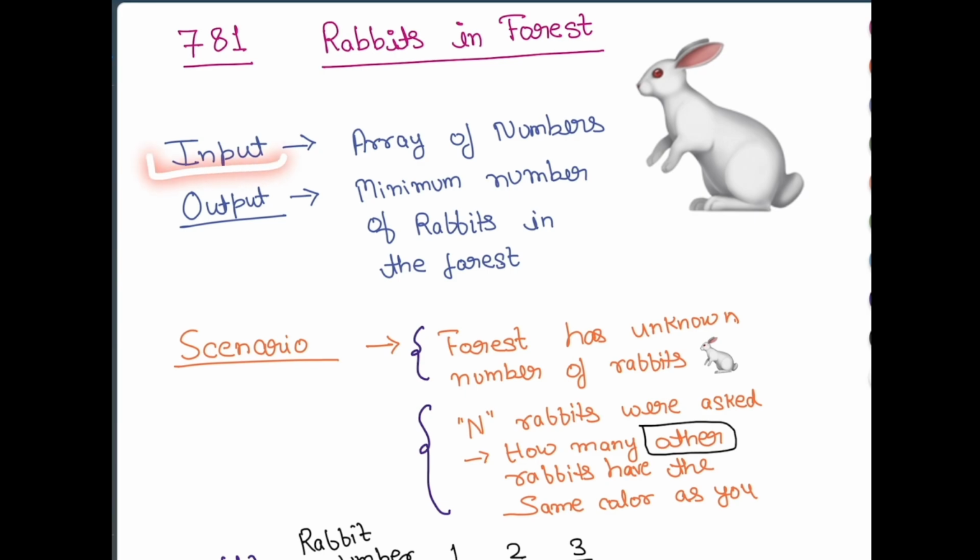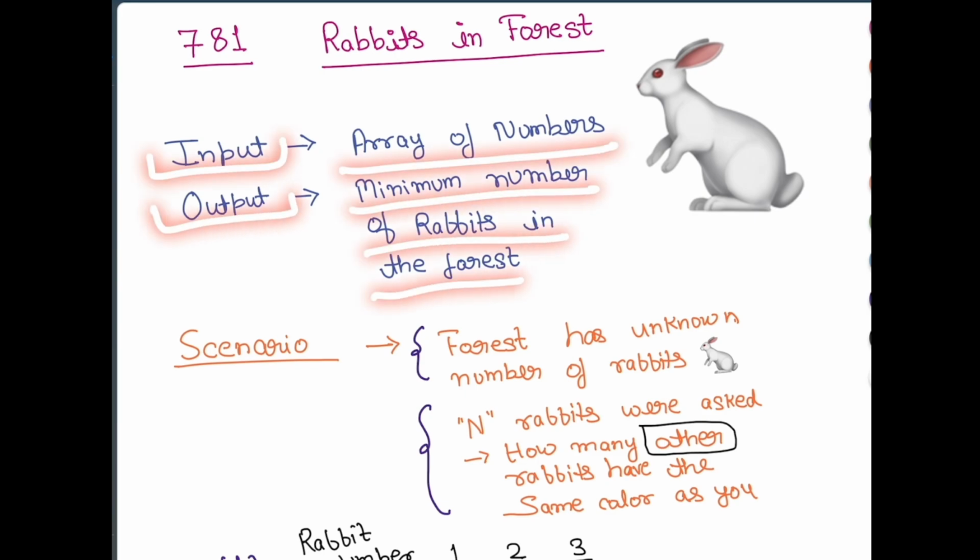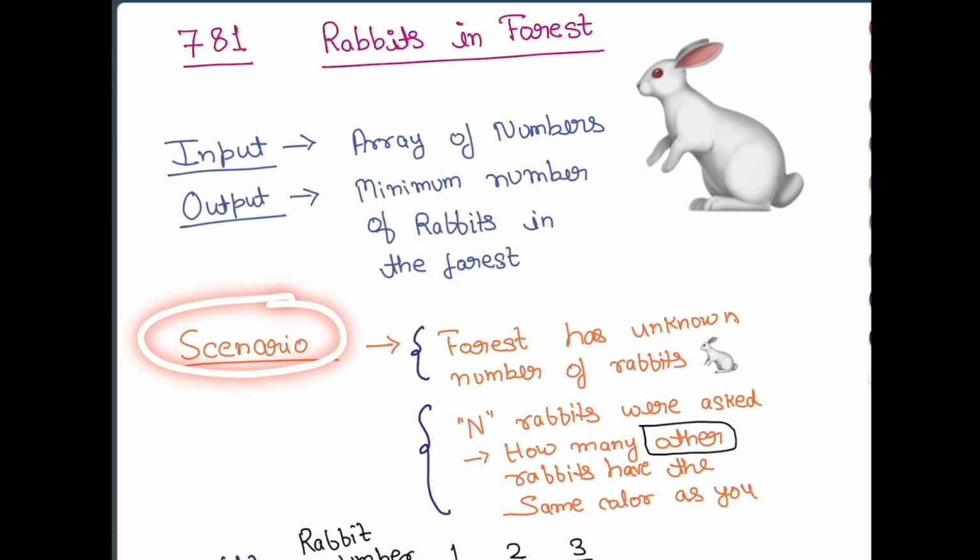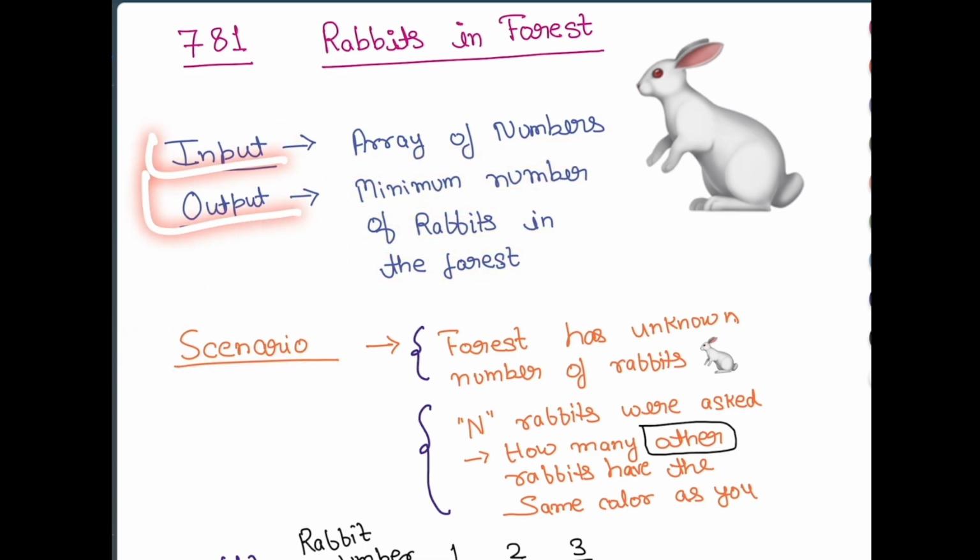In this problem, we are given an input, which is an array of numbers, and the output we need to give is the minimum number of rabbits in the forest. So let us first understand the scenario what we have, and then we will come back to what is the input and what is the output all about.